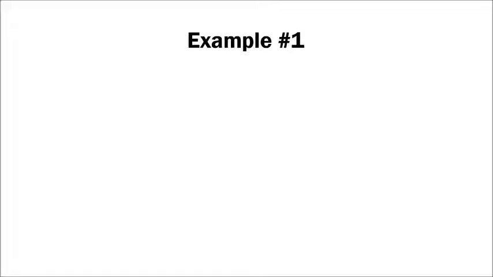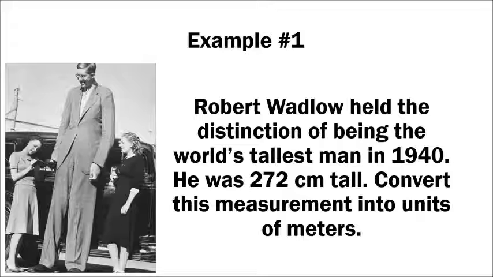So here's our first example. There was a man who lived back in the 1930s and 40s, and he had the Guinness Book of World Records for being the world's tallest man. His name was Robert Wadlow, and he was 272 centimeters tall. Let's convert this measurement from units of centimeters into meters.